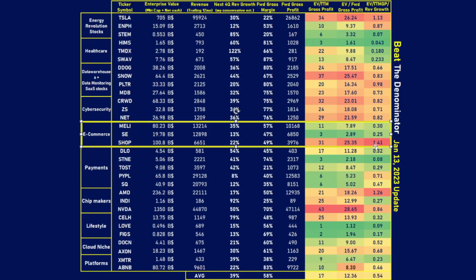I don't know why, but they are expensive. So the main reason why I don't want to own a Shopify is because it's expensive. Quite simply, the growth is not there compared to all of these companies out there at 22%. It's not very high growth.